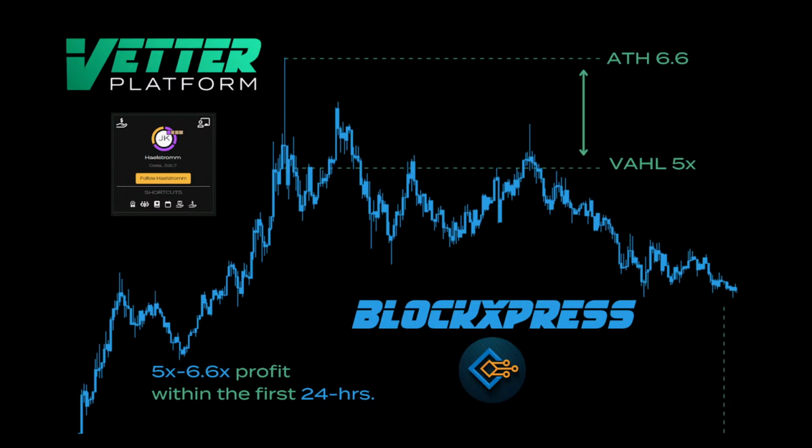Now, we do this on 3 different time frames: the first 24 hours of a project, the next 7 days of a project, and then the next 30 days of a project. For the first 24 hours, we're looking for 1 hour that's above this line right here, and that's our VAHL, VEDR Audited Highest Low. Like I said, you had an opportunity to profit between 5x and 6.6x for over an hour.